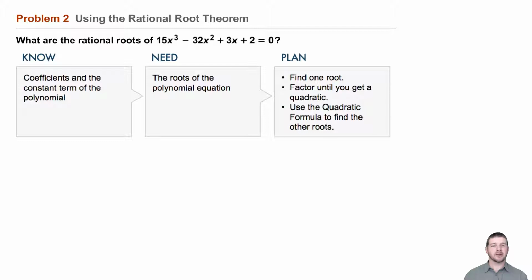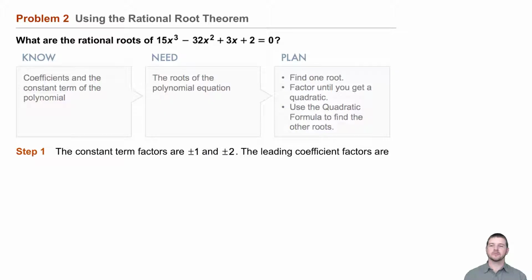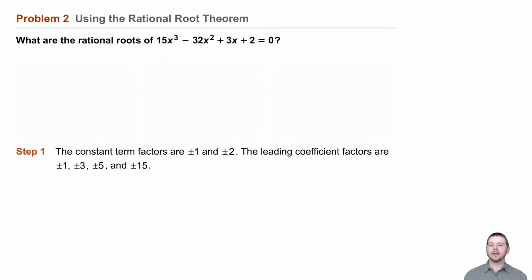So consider your plan. First, find one root. Then, factor until you get a quadratic. Use the quadratic formula to find the other roots. Step 1. The constant term factors are plus or minus 1 and plus or minus 2. The leading coefficient factors are plus or minus 1, plus or minus 3, plus or minus 5, and plus or minus 15.